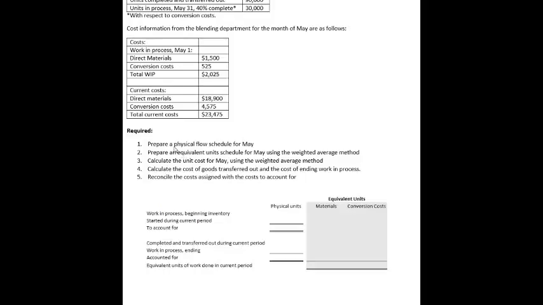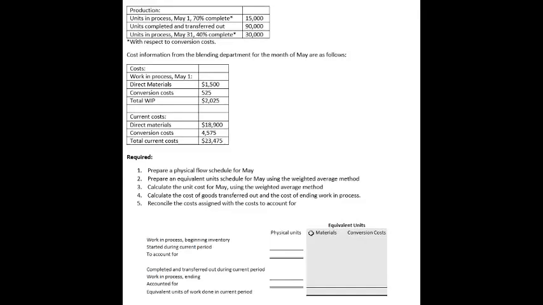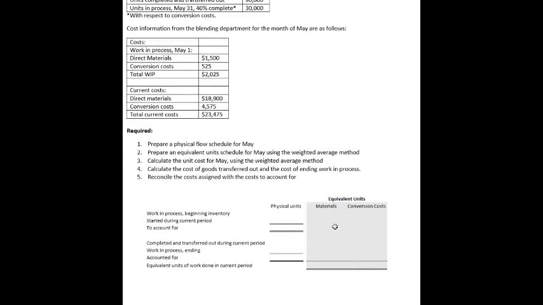In this video I'm going to walk you through the first two requirements of this problem, which is to prepare the physical flow of the units, along with the equivalent units, so that we can then later apply and calculate a unit cost. Now, I just want to make sure that we're understanding that the way I'm going to show you to do this is the weighted average method.